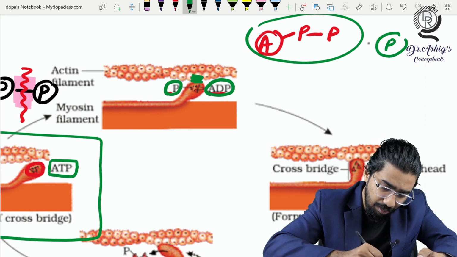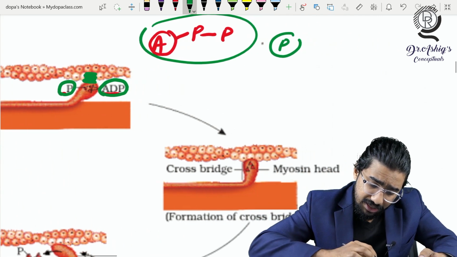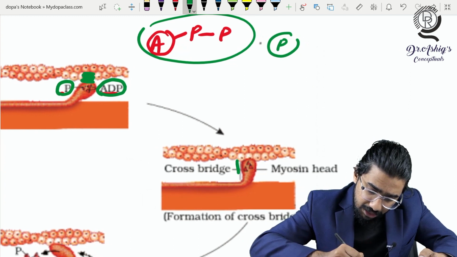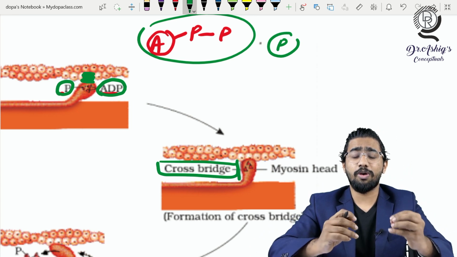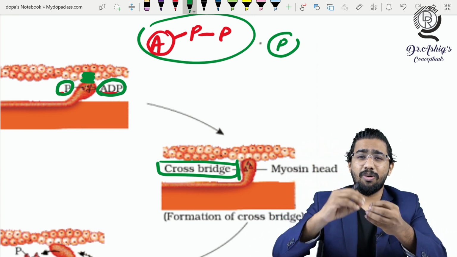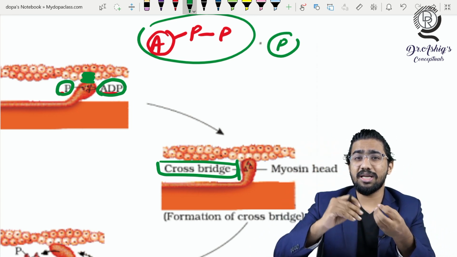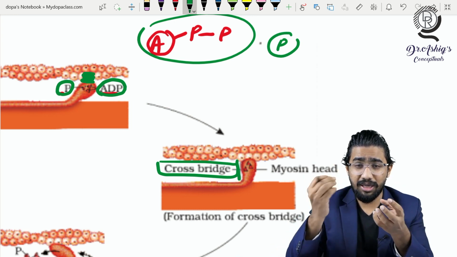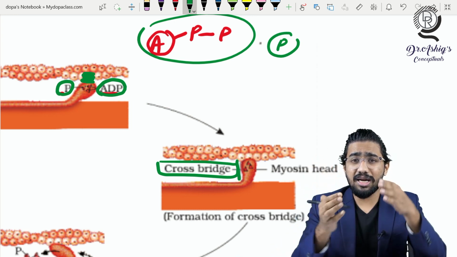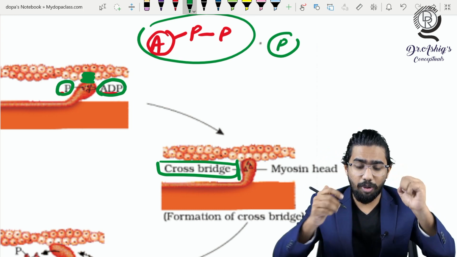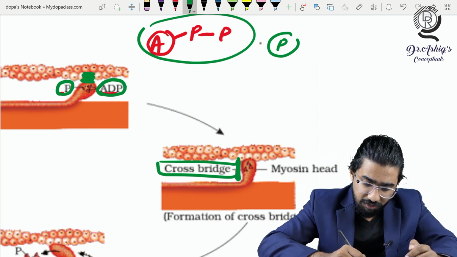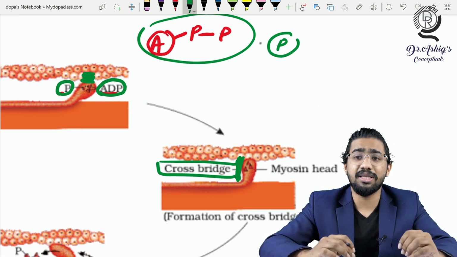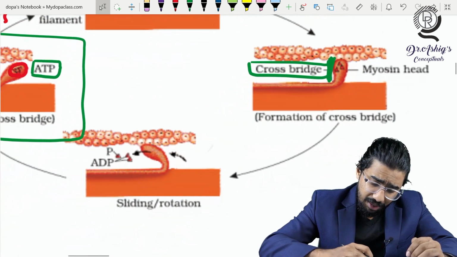This myosin binds to the actin, and in this third figure you can see the formation of a cross bridge. How is the cross bridge forming? By breaking one ATP, or in biological terms by hydrolyzing the ATP, releasing the energy. Using that energy, the actin and myosin are bonded, and the cross bridge is formed between the actin and myosin.